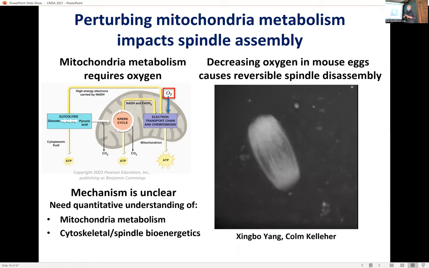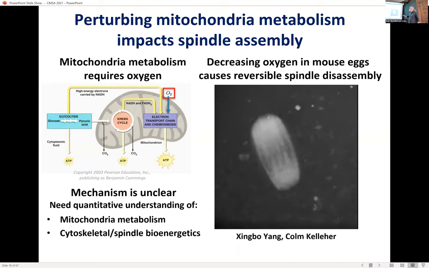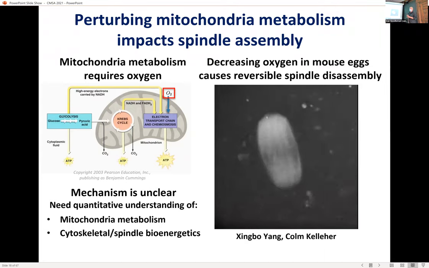Yeah. And similar things happen in plants, and do chloroplasts play a role? Probably not. So it's certainly true that this phenomenon of spindles disassembling when you remove oxygen is not universal. That's definitely true. But it happens in mouse oocytes. I would suspect human oocytes, but we haven't done that experiment yet.